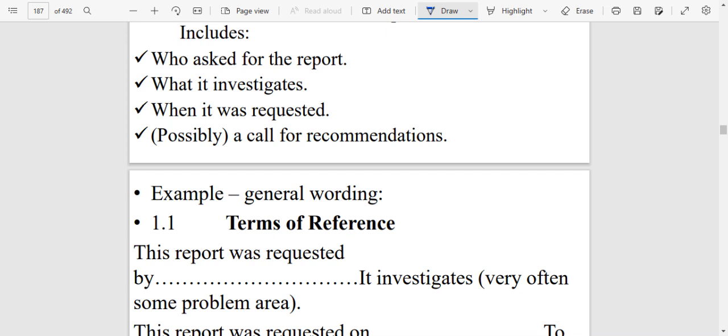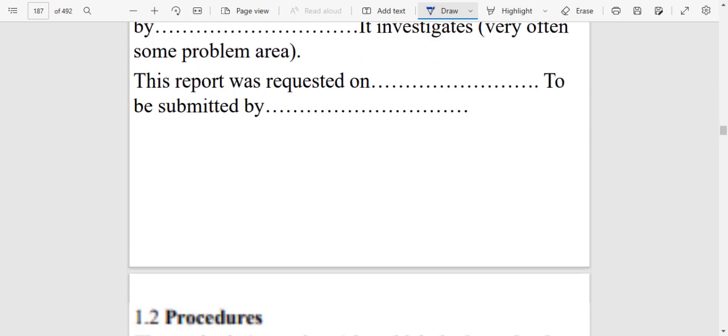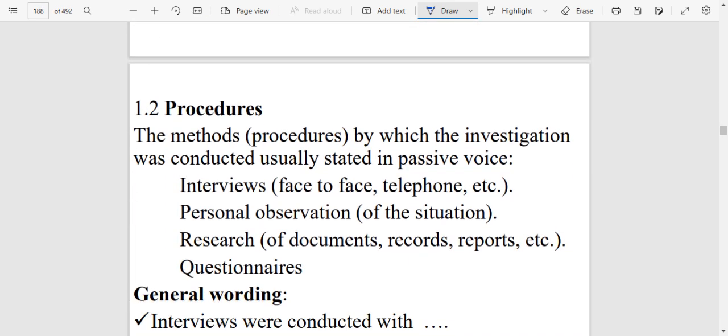If you consider what we are talking about in the terms of reference, it is who asked: this report was requested by. That is talking about who asked, what it investigates, and when it was requested. This report was requested on, you get to state that. To be submitted by, you state the one who is going to submit it. So those are terms of reference.